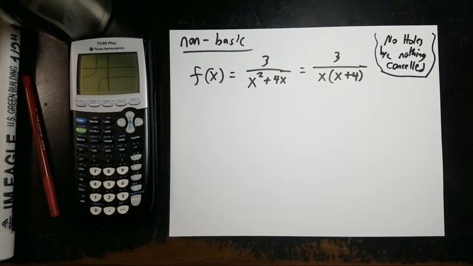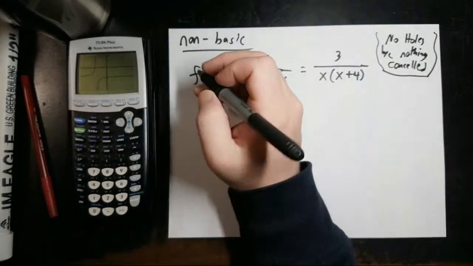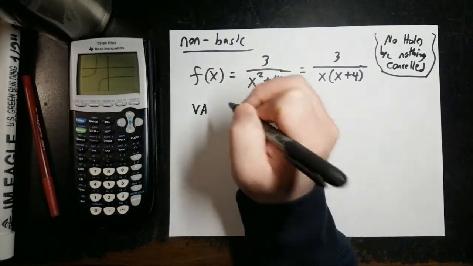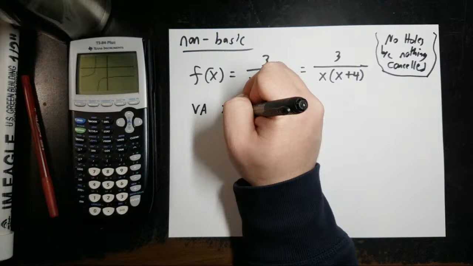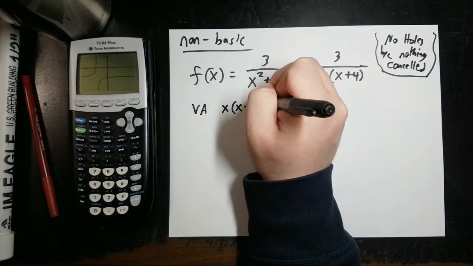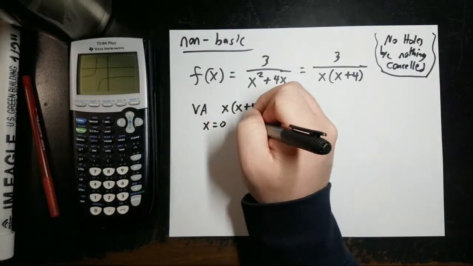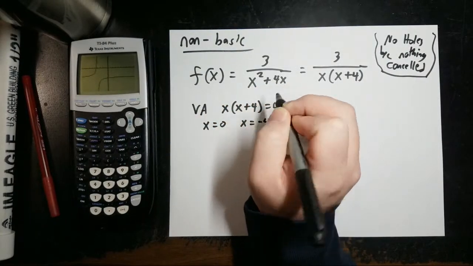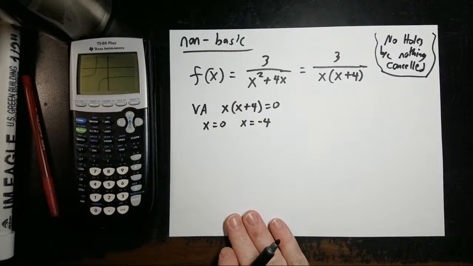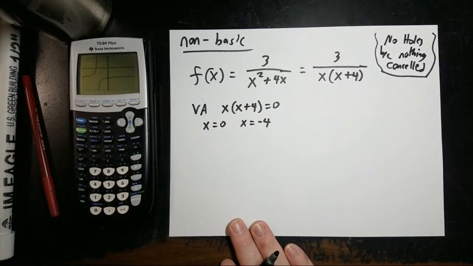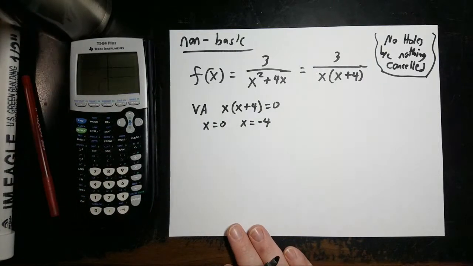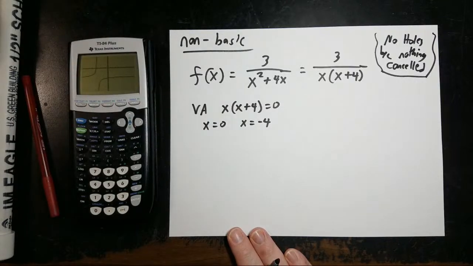Okay. Now, with non-basic, the vertical asymptote is still the same. You set the bottom of the fraction equal to 0 and solve. Because of this, you actually end up with 2 vertical asymptotes. It's really weird, but you actually end up with 2 vertical asymptotes.